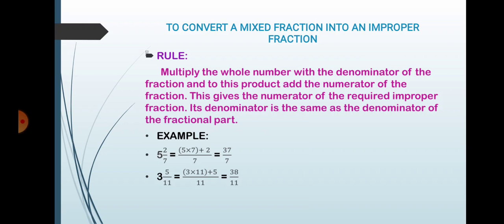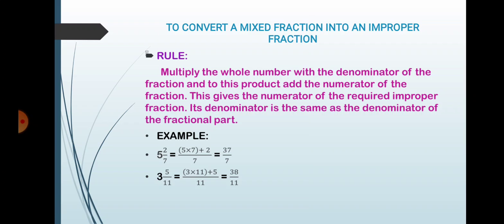Let us move to the next type of fraction. Before that, let us see how to convert a mixed fraction into an improper fraction. Let us read the rule. Multiply the whole number with the denominator of the fraction. As we all know, mixed fraction means it's a combination of whole number and a proper fraction. Now if you want to convert a mixed to improper, what we have to do? Multiply the whole number with the denominator of the fraction, and to this product, we have to add the numerator of the fraction.